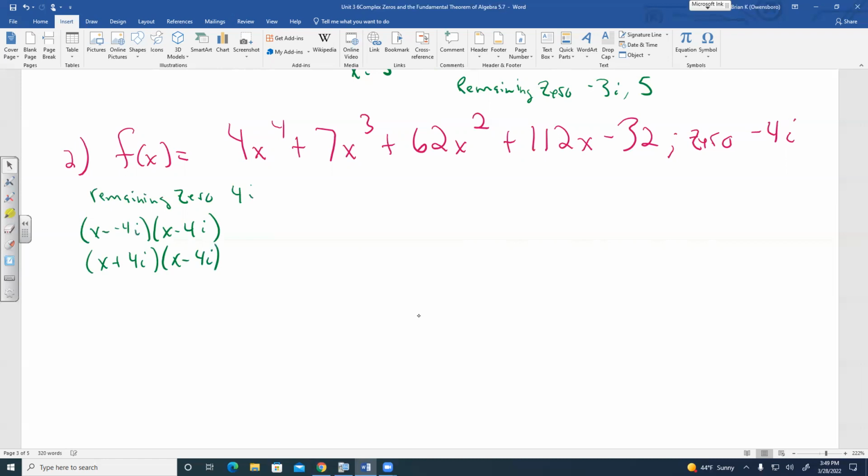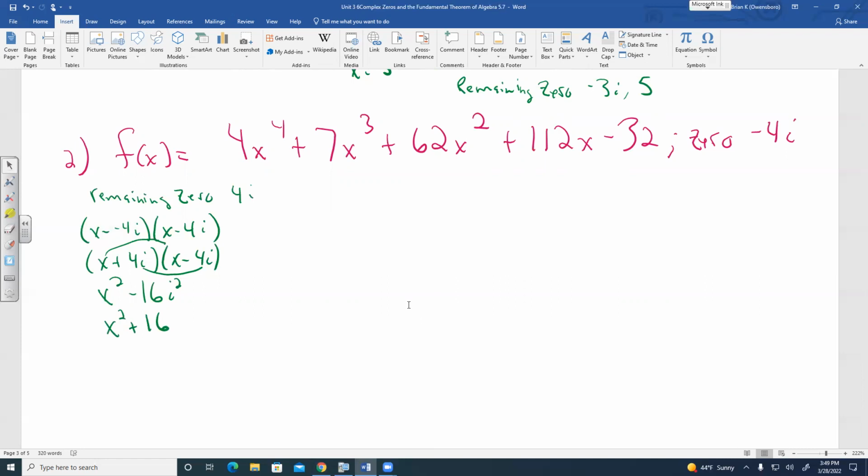What you should recognize is that these are conjugates. So as a shortcut, all you really have to do is multiply the first terms together and multiply the last terms together. I'm going to do that a little quicker this time. So x times x is going to be x squared. 4i times negative 4i is going to be negative 16i squared. So that's going to be x squared plus 16.